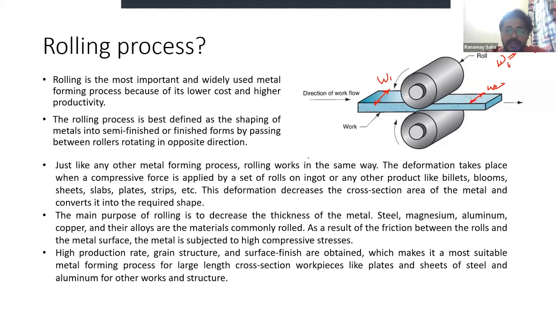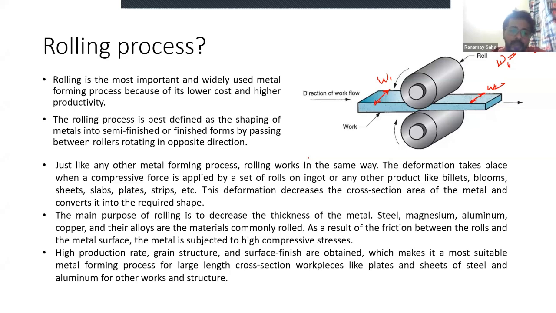Now, why is it so widely used? It is mainly related to its production rate. We have a high production rate in rolling processes. Then, the grain structures: you can obtain your desired grain structure, which can offer you good strength and longevity. And also ductility, as per the requirement of the end process.